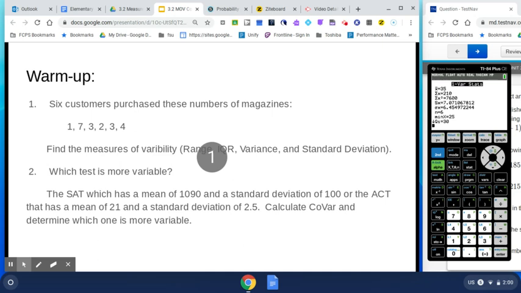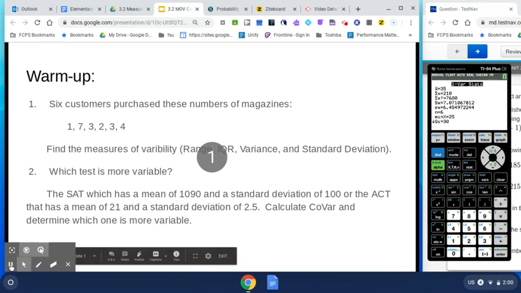Okay, in the last lesson, we talked about measures of variability. So I'd like you to take a look at the following two questions. The first one is asking you to find the measures of variability, range, interquartile range, variance, and standard deviation for the data set that's listed there. And then number two is asking us to use COVAR to determine which one is more variable. Pause the video here, find those measures, and then unpause the video to get the results.